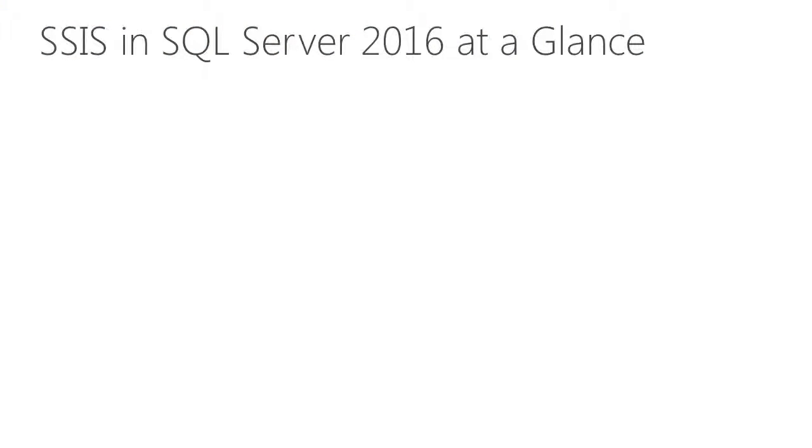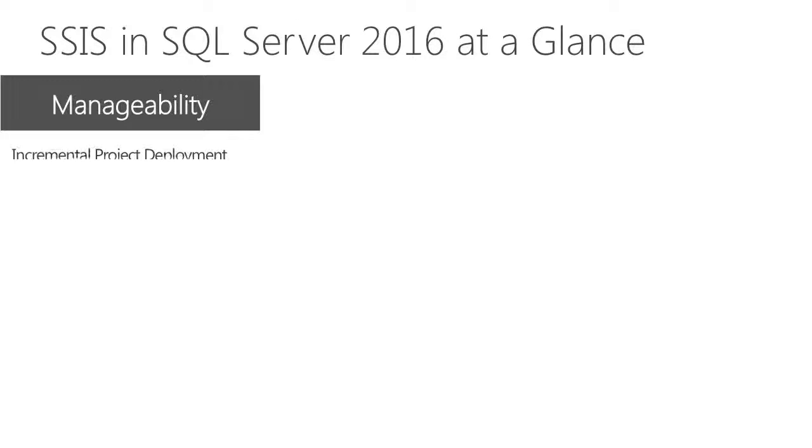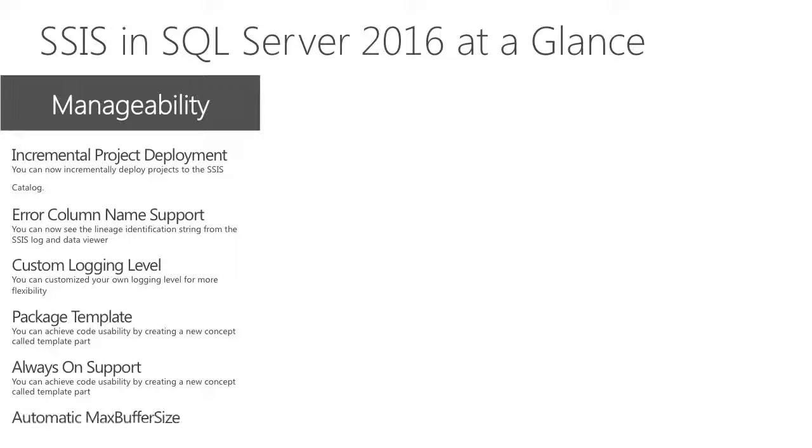So before we go into that specific feature, I'll just call out some of the high-level stuff that's going into SSIS and SQL Server 2016. On the manageability side, we have long-time customer asks, such as incremental project deployment, which lets you deploy a package at a time from SSDT. We have error column name support that makes it a lot easier to see what the name of columns are on your error outputs in the data flow. Definitely a long-time feature.